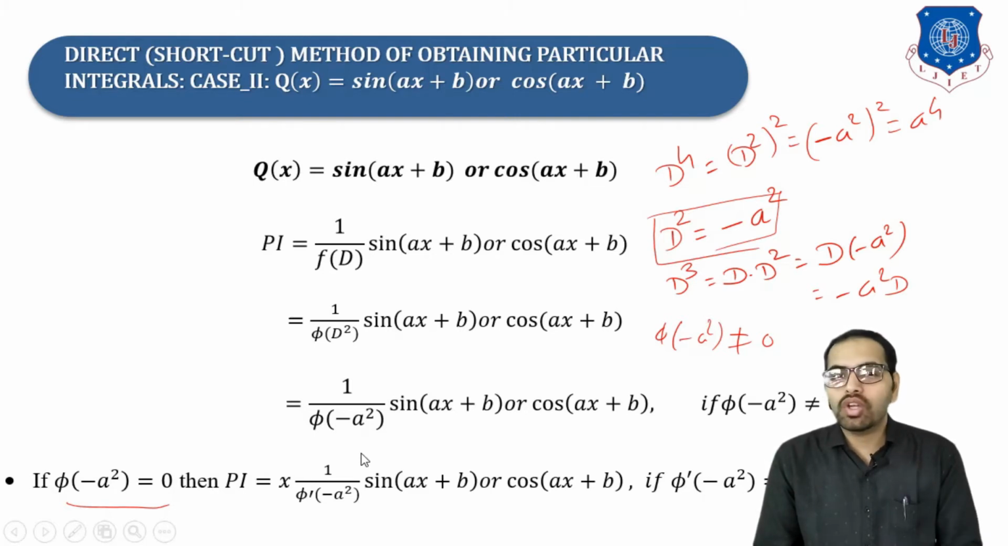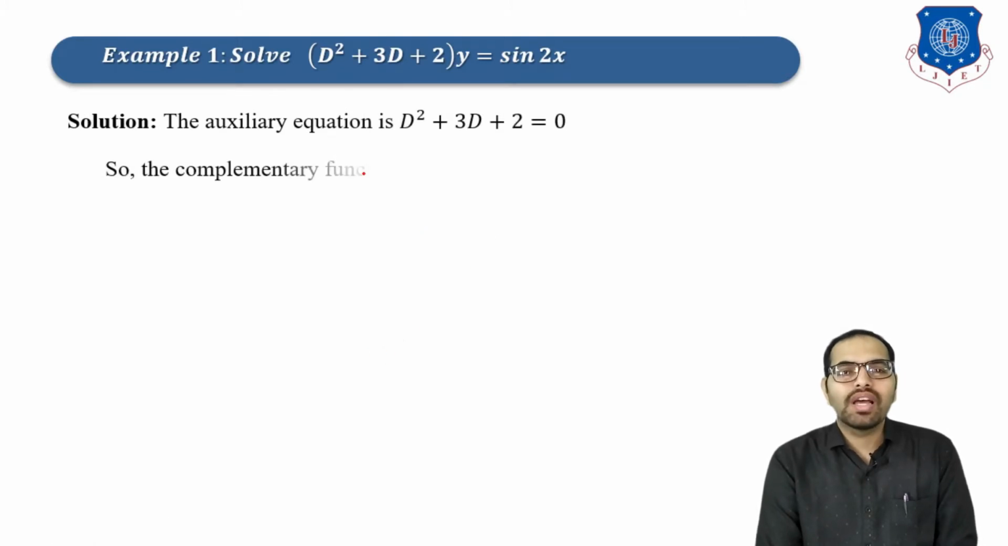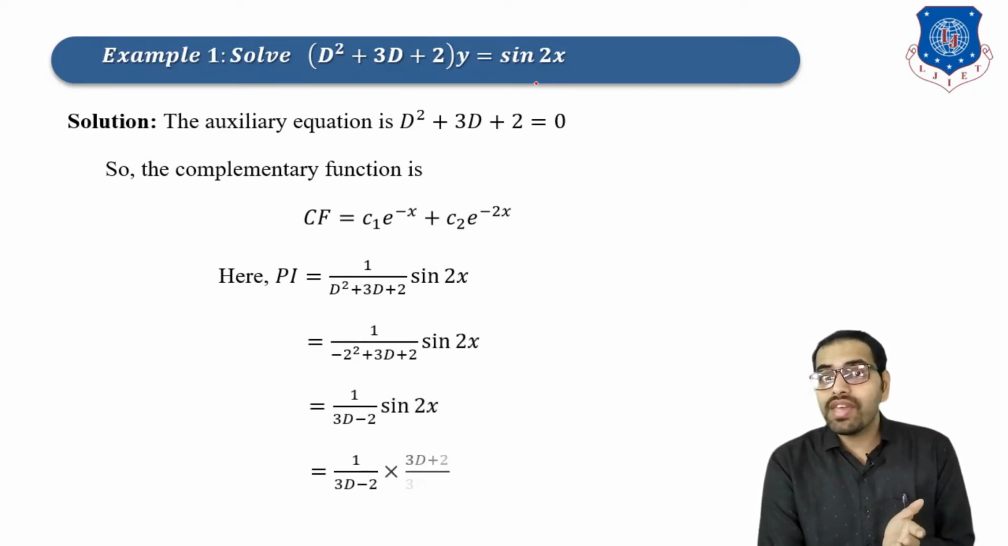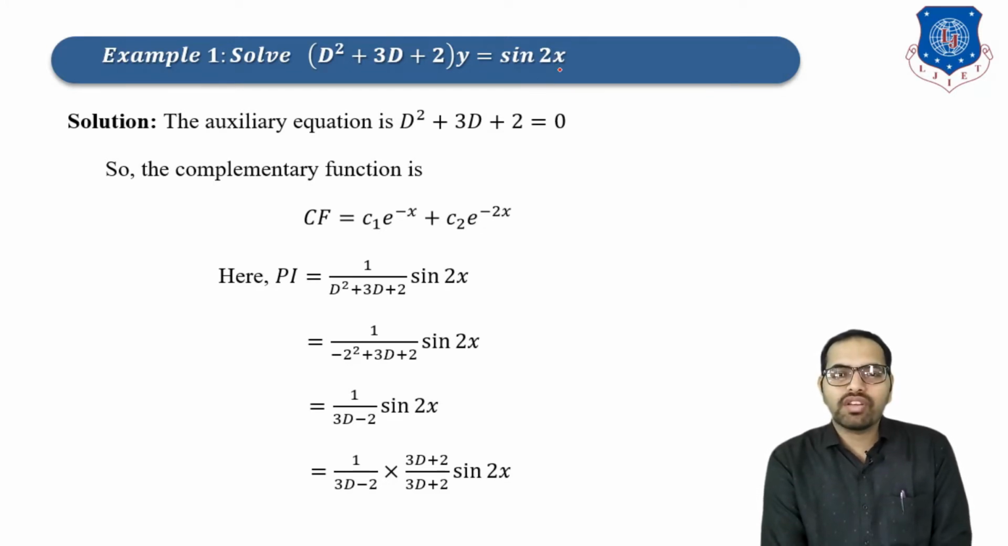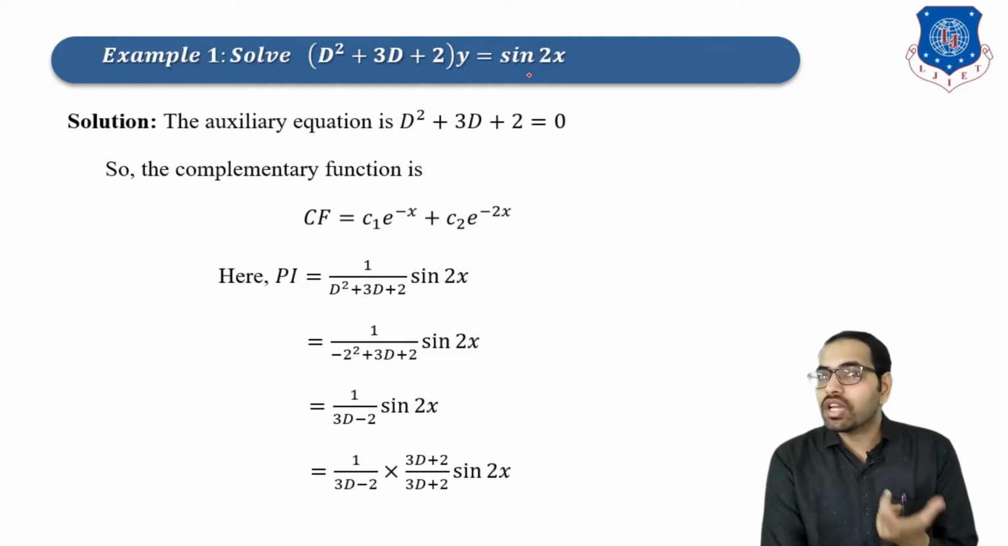Here is case 2, see one example. Solve (D square plus 3D plus 2) y equal to sin 2x. We apply case 2 whenever our Q of x is in terms of sine as well as cosine functions. Firstly we find the complementary function, then we find the particular integral, and the general solution is the combination of the complementary function and the particular integral.